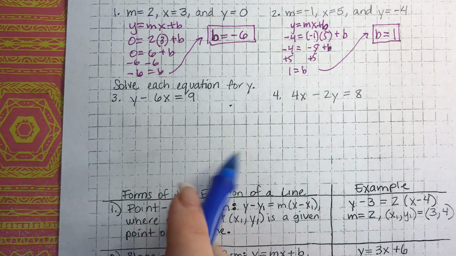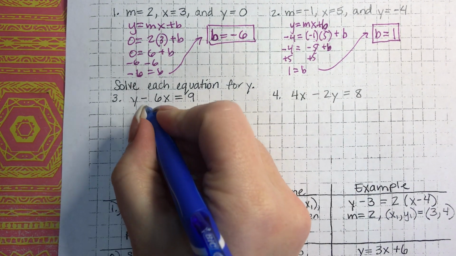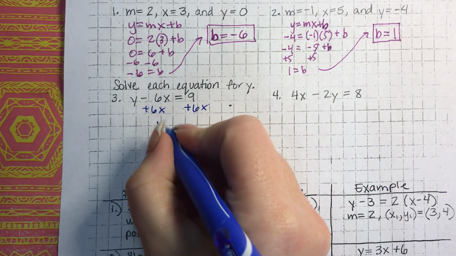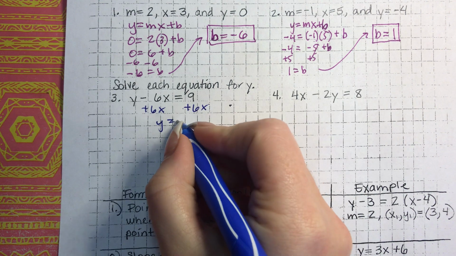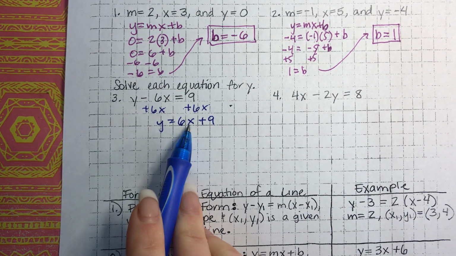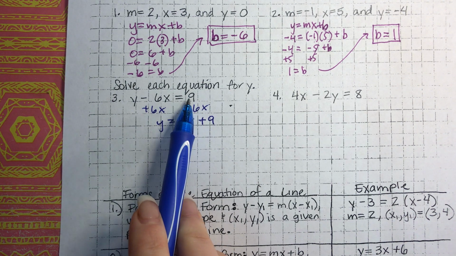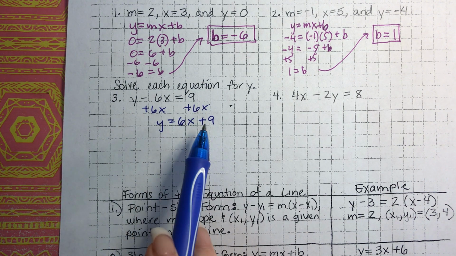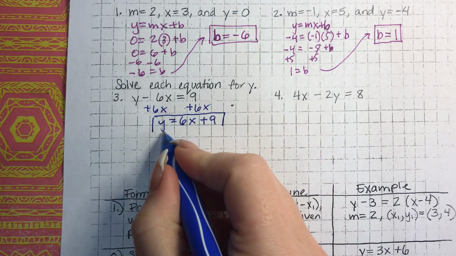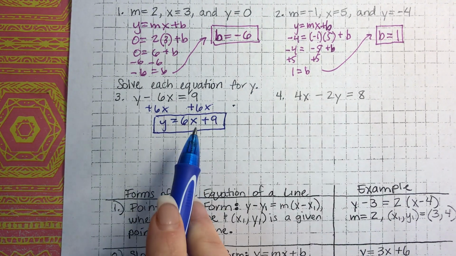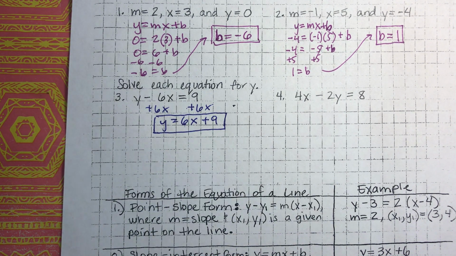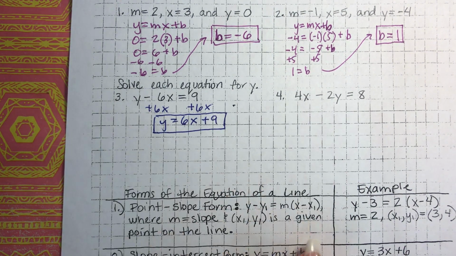Okay, solve each equation for y. So we're going to get y by itself, so you just need to add 6x to both sides. And we're going to be using a lot of slope-intercept form, so make sure you write 6x plus 9. Write the 6x, the variable, first. Some of you might write 9 plus 6x, but since we'll be using slope-intercept form a lot, it's better to get in the habit of writing that variable first. 6x and then plus 9. Okay, so if you got that right, great job.